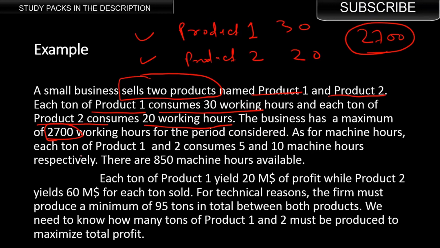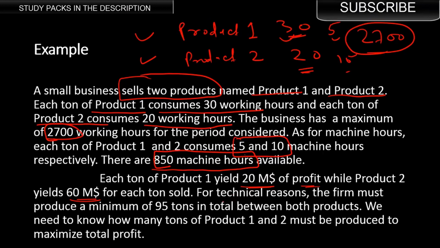As for machine hours, each ton of product 1 and 2 consumes 5 and 10 machine hours respectively. There are 850 machine hours available to us. So that's another constraint. We have a constraint on the man hours, which is 2,700, and also a constraint on the machine hours, which is 850. Each ton of product 1 yields $20 million of profit, while product 2 yields $60 million of profit for each ton. So for each ton we have the profit in place, so I guess the problem is already clear now.